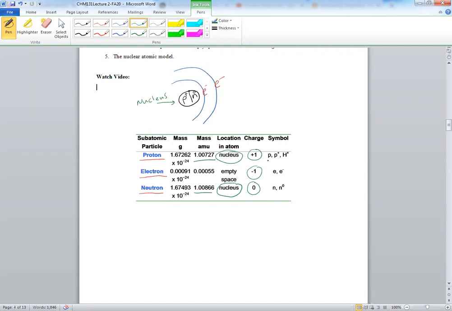Some symbols, any of these is fine to use. For a proton, we may use the P+. For the electron, we would like to use the E-. That's the most common one. And for neutrons, we usually use N, or we can use the N to the 0, again, to indicate that there's no charge. So again, this is a summary of what was discussed.